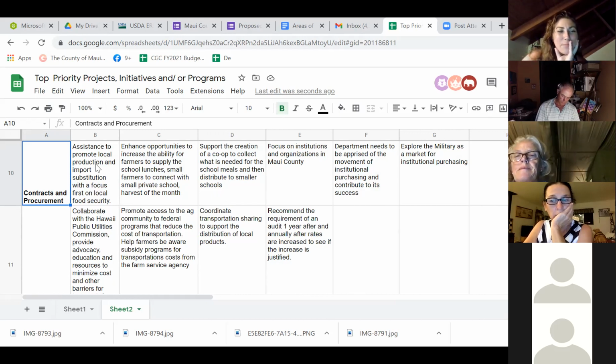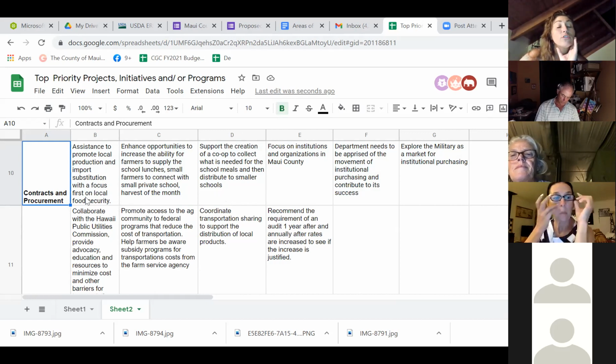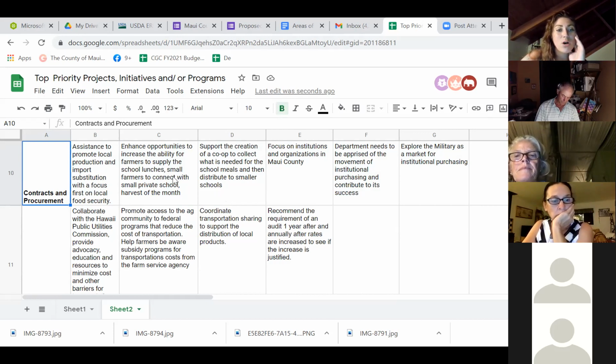All right, contracts and procurement assistance to promote local production and import substitution with a focus on local food security. First, on local food security, enhance opportunities to increase the ability for farmers to supply school lunches, small farmers to connect with small private schools, harvest of the month.